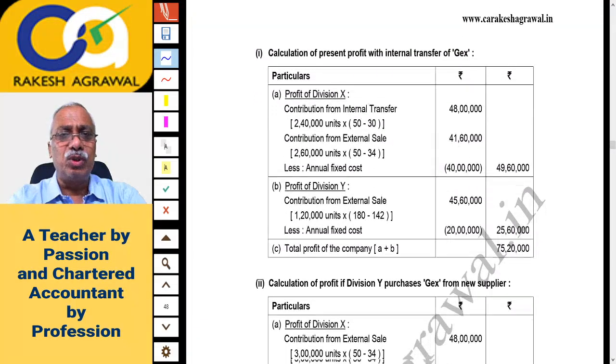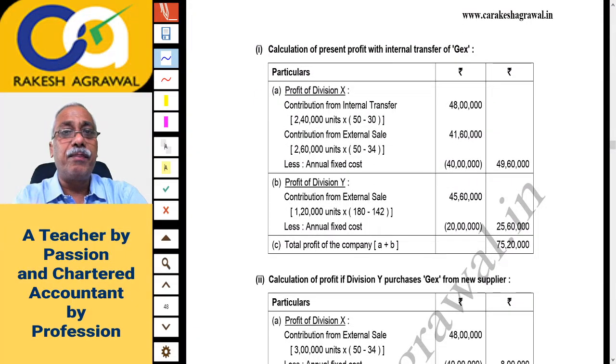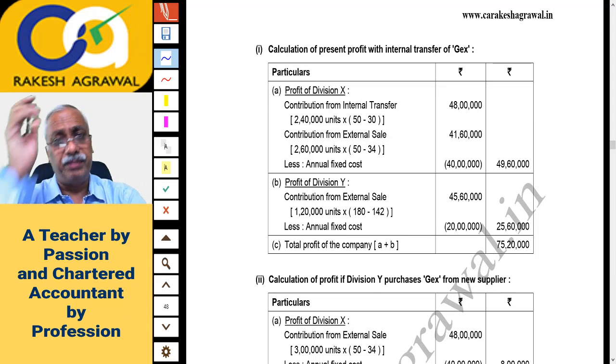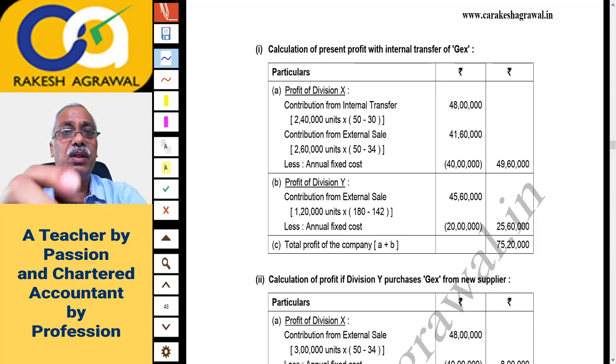Now I have used this approach. You can use any approach to get the profit. Profit of division X. We want to calculate division-wise profit as well as overall profit. So I'll calculate division-wise profit and then we'll take the total. Now this is for division X. I'm saying X sells JEX product.